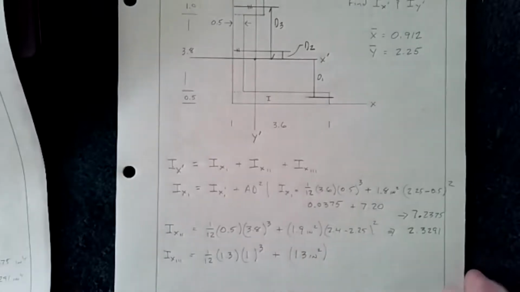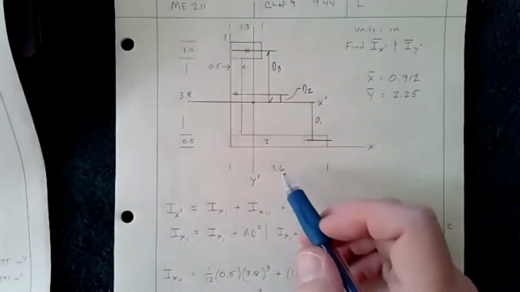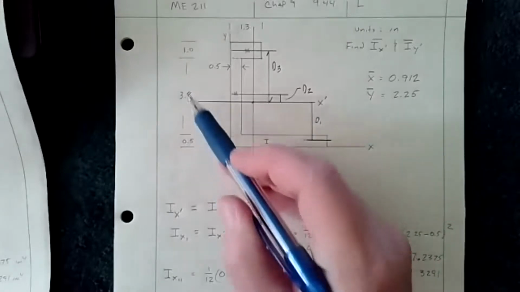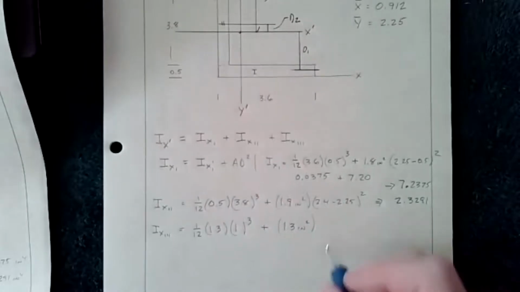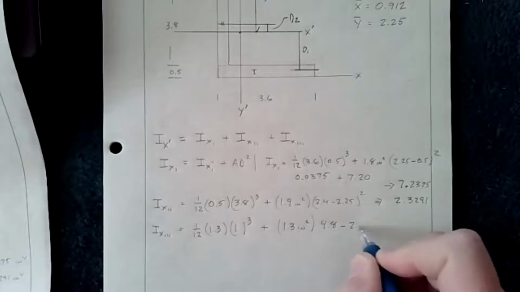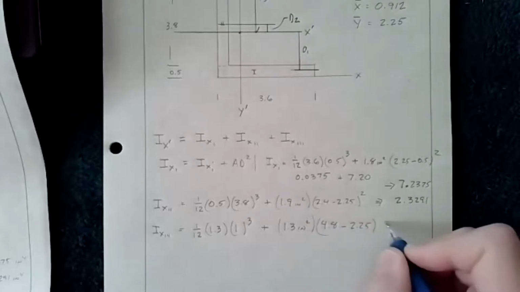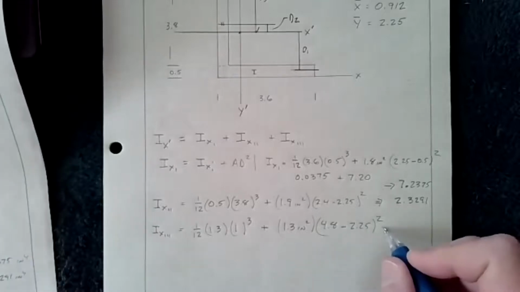And then our distance, D3 from the bottom, ends up being a half plus 3.8 plus another half. So it's 4.8 from the bottom, or from the x-axis. And then that's going to be minus 2.25. And again, it doesn't matter which order you're squaring it. So if it ends up negative, it doesn't affect it.